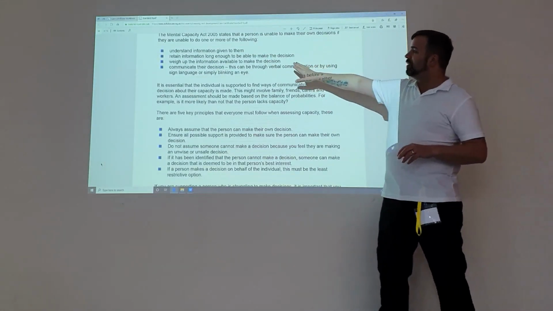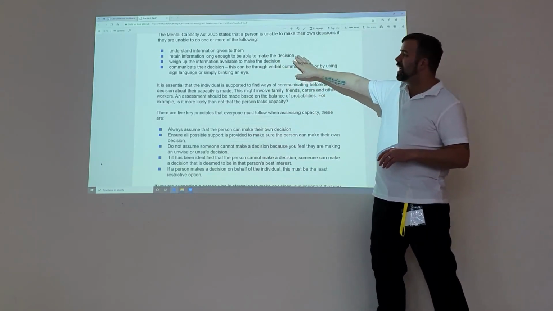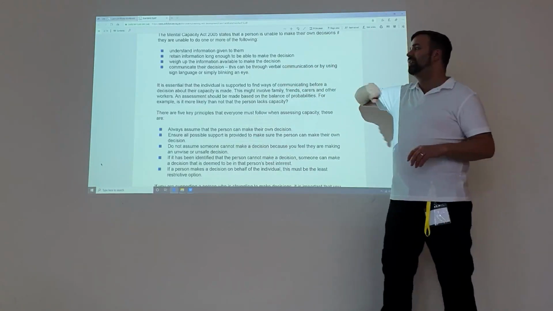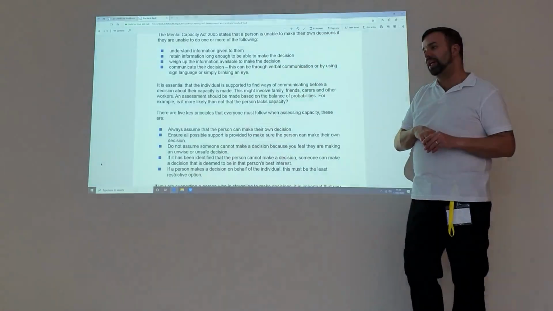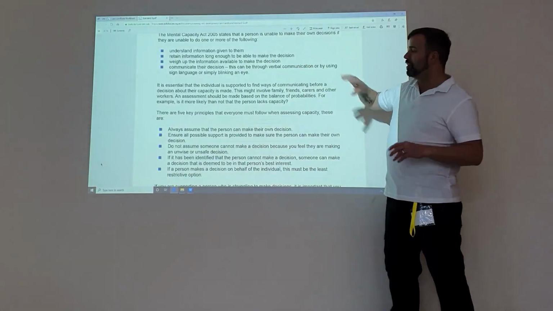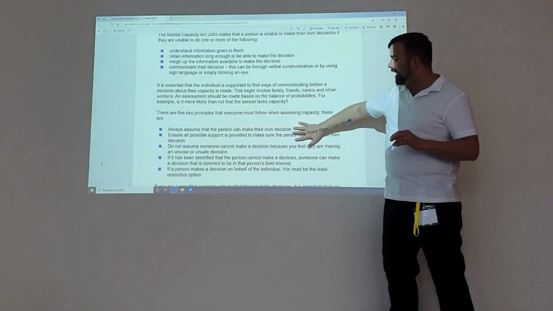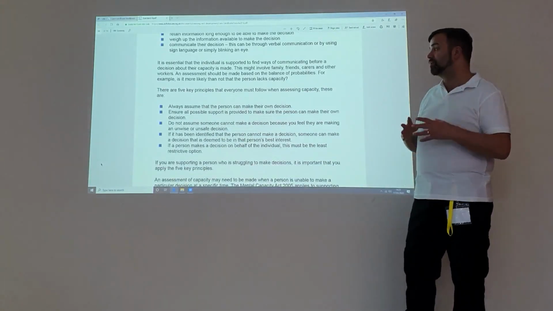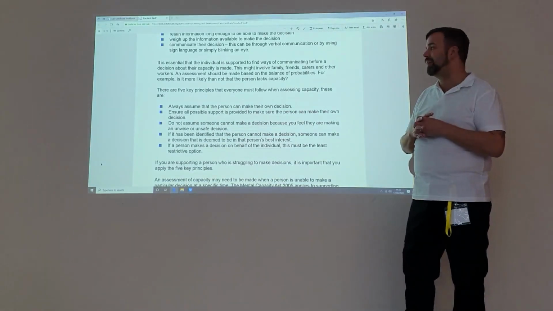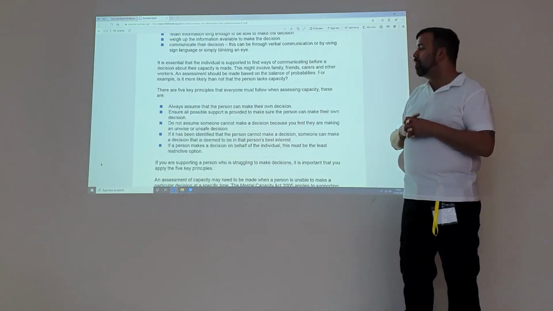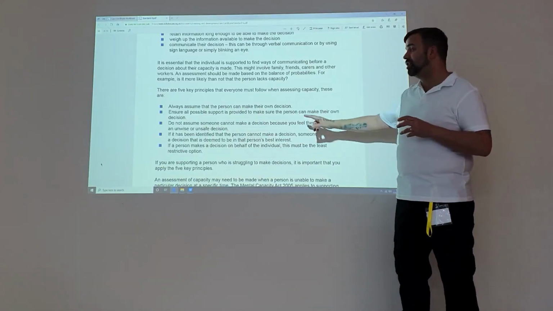So it's important that they understand it, they need to retain the information, they need to weigh it up, and they need to be able to communicate. So they're the 4 principles. Down here, we then have the 5 principles for assessing somebody's capacity. So 1, always assume the person can make their own decision.